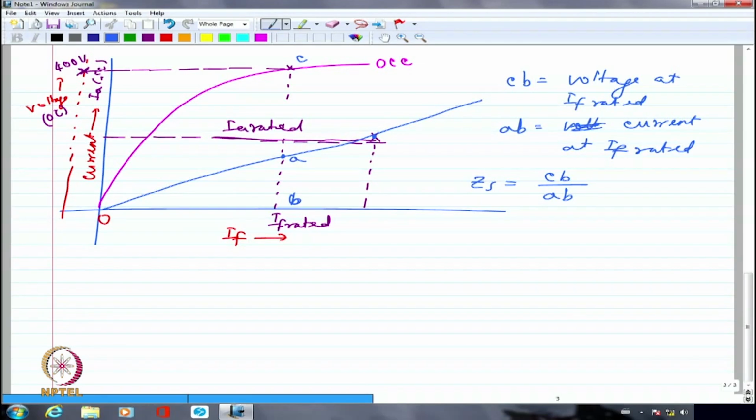Right? So the open circuit characteristics and short circuit characteristics basically are done mainly to get the synchronous impedance value of the generator. Yes.